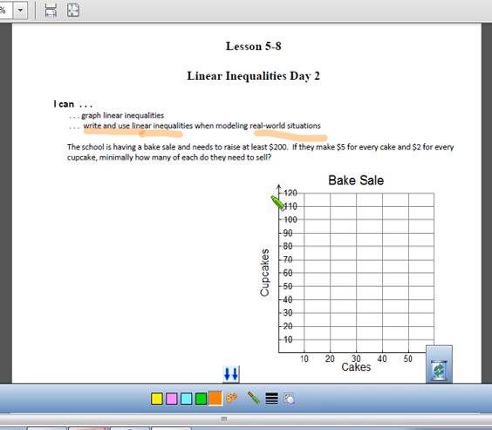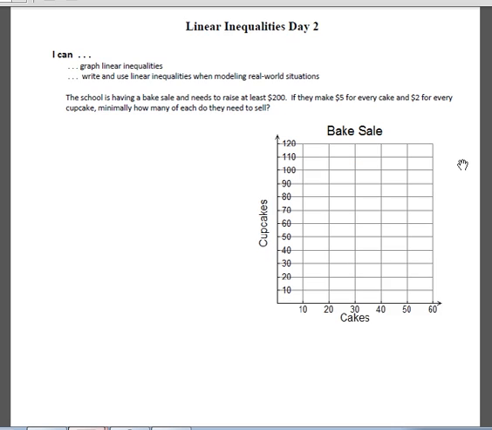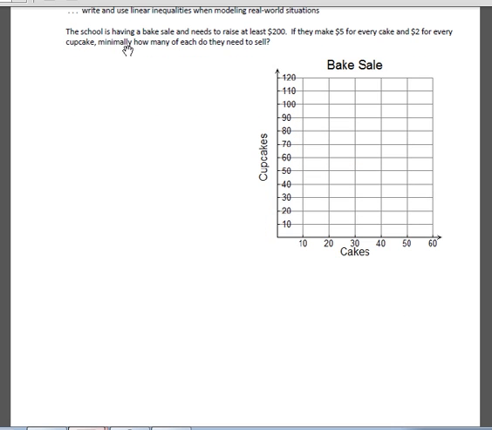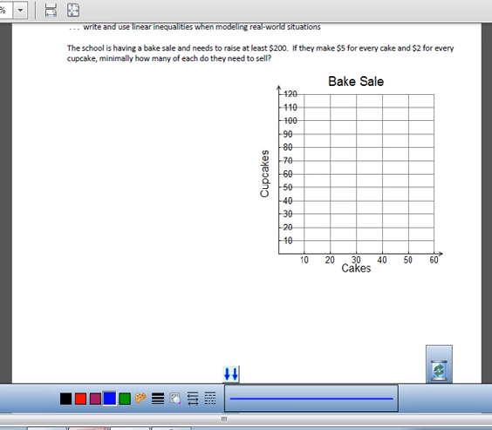By the way, this begins on page 34 in your notes. And we're going to take a look at the situation. So, the school is having a bake sale and needs to raise at least $200. If they make $5 for every cake and $2 for every cupcake, minimally, how many of each do they need to sell? Alright, so I'm going to go ahead and put a box around the question so that I remember to answer that at the end.